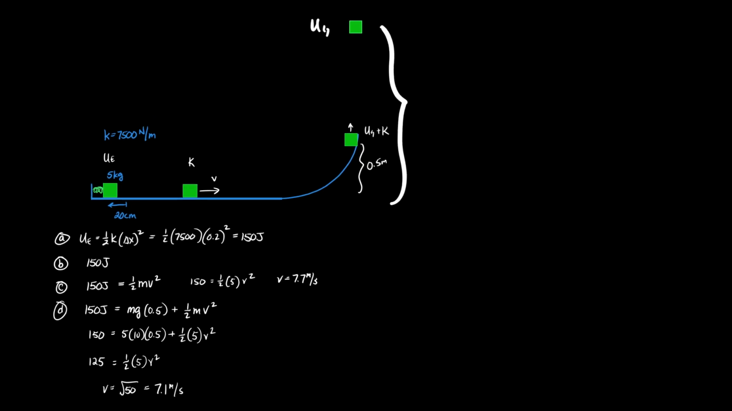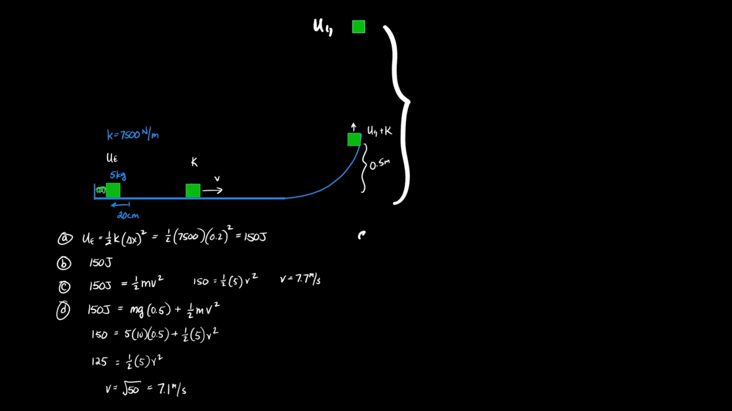So, question E. I think we'll just say there's still 150 joules of energy in the box. And that has to equal mg and whatever this height of the box is. And it looks to me like that's going to be 3 meters.